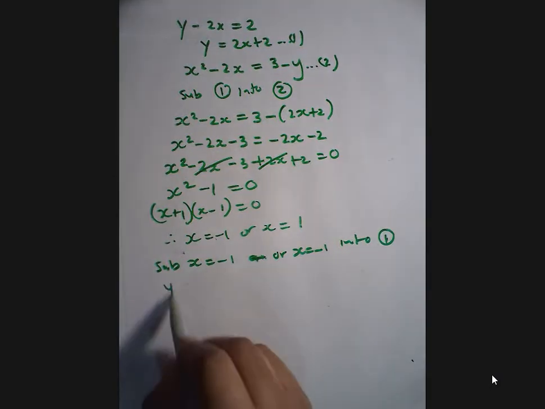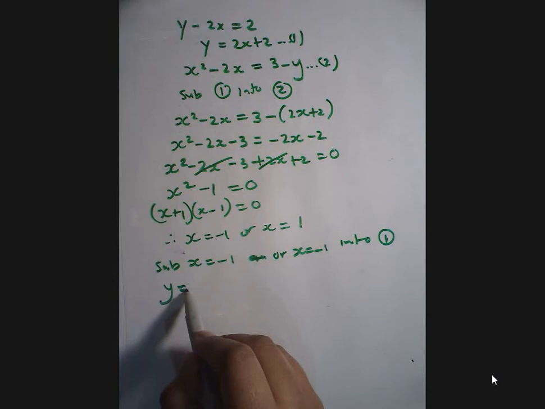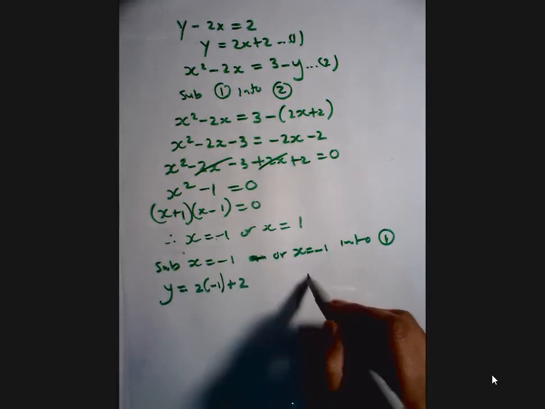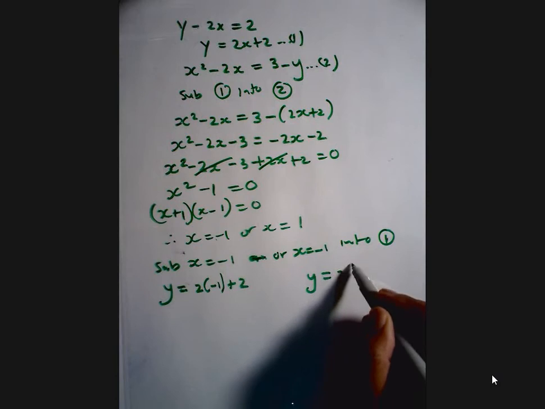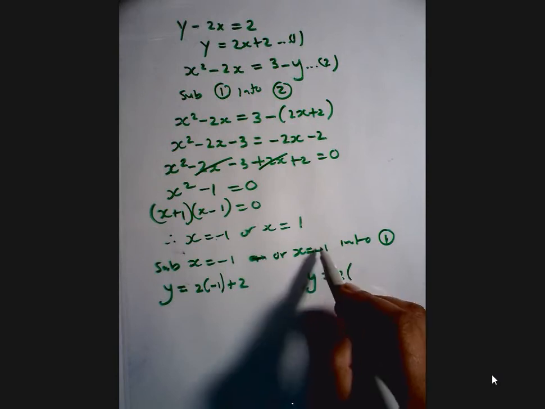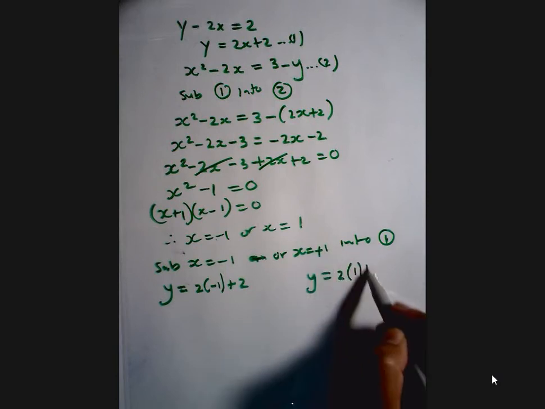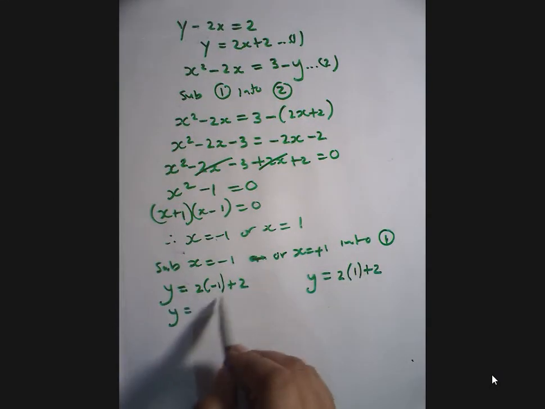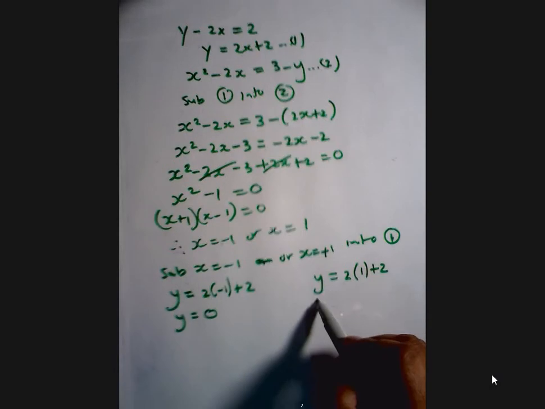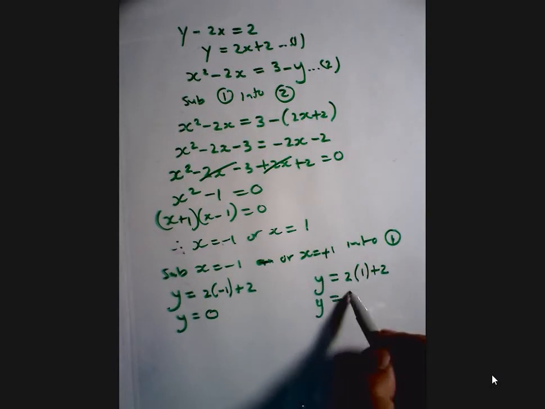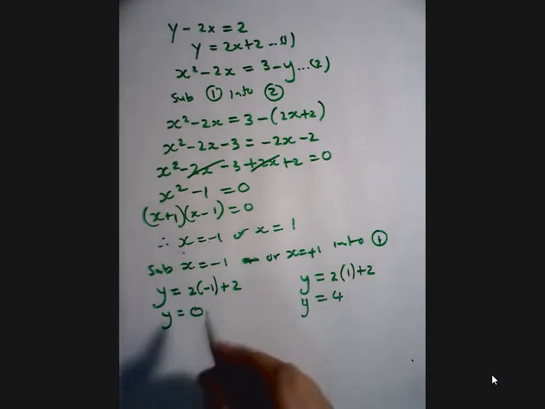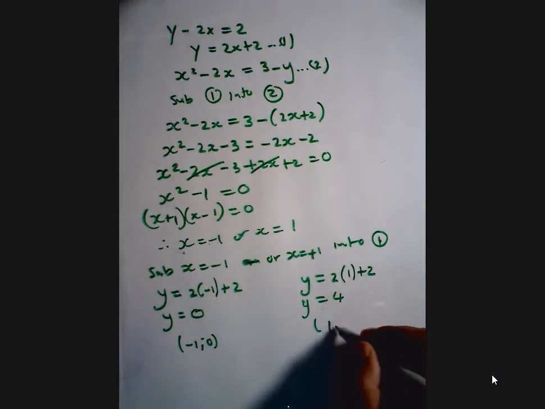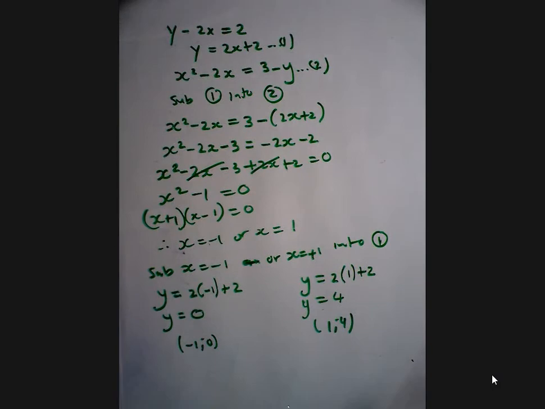So y is equal to 2 times negative 1 plus 2, and y is equal to 2, open brackets, what is positive 1? Positive 1 plus 2. Here y is equal to negative 2 plus 2, which is 0. Here it's going to be equal to 4. So what are my two coordinate pairs? It's going to be minus 1 and 0, and here it's going to be 1 and 4. You must add them in coordinate pairs.